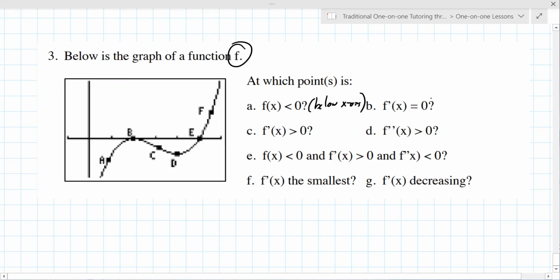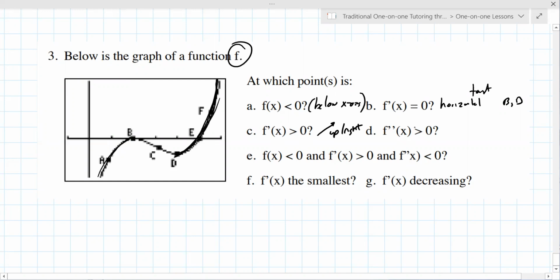f prime of x equals 0 means that it's a horizontal tangent. Is that just B and D? Yep, B and D. Now, f prime of x greater than 0 means it's going up and to the right. So it's A to B, and then D to infinity. B to D is where it's decreasing.